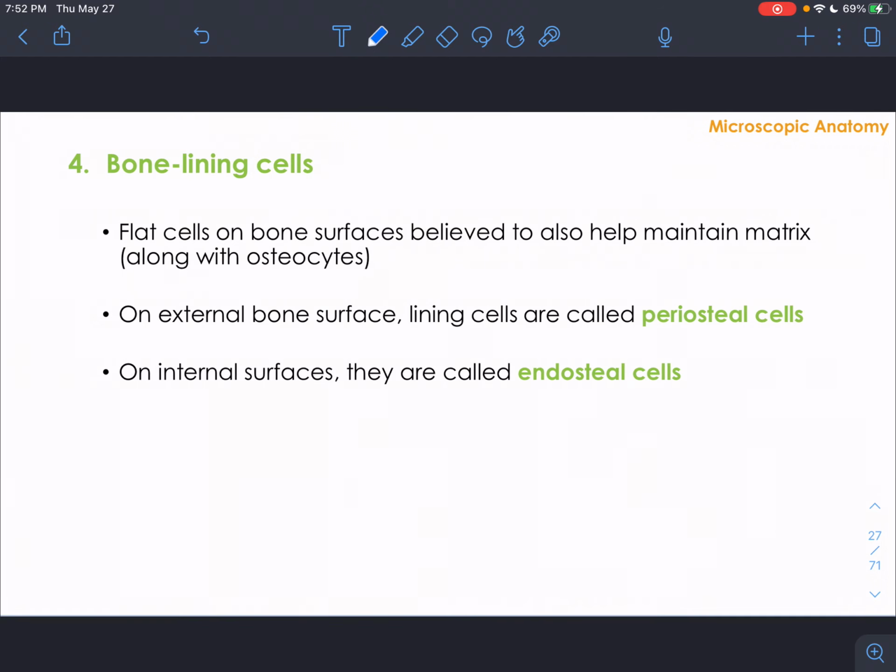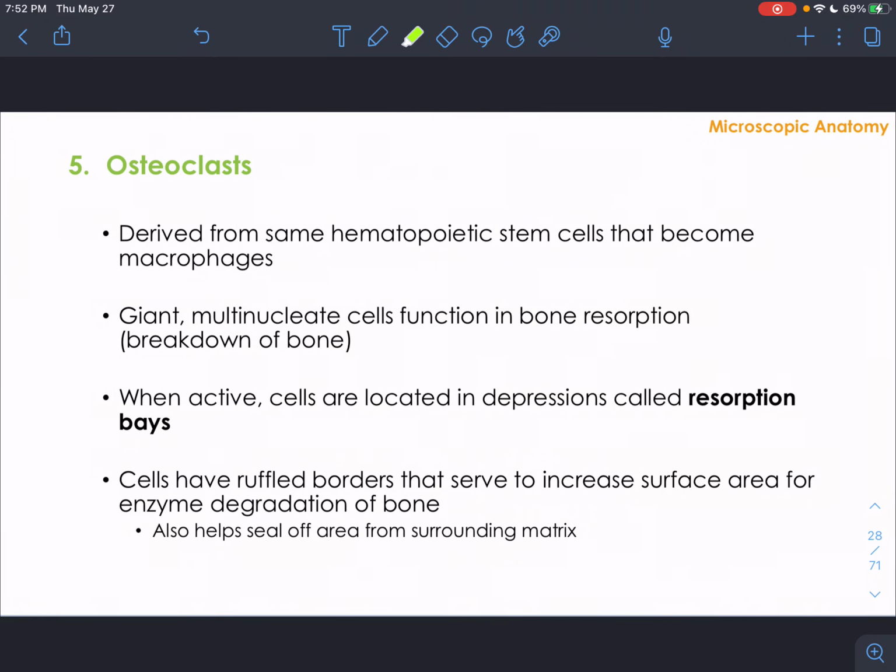Okay, bone lining cells are ones that you're not going to hear about very often, but they're flat cells on the bone surfaces, believed to help maintain the matrix. On the external bone surface, they're called periosteal cells, by the periosteum. On the internal surface, endosteal cells. So they're just there, also helping a little bit. Not super exciting. And then finally, osteoclasts, which I just said. Clasts, think chew.